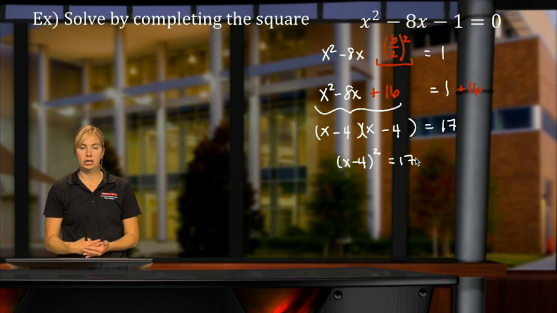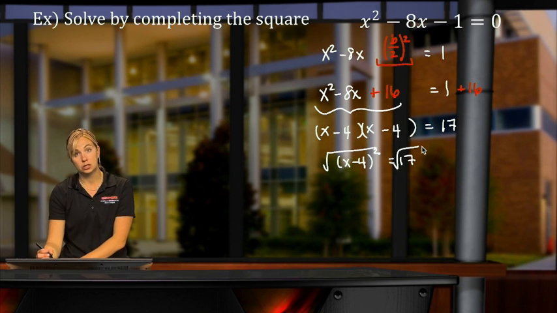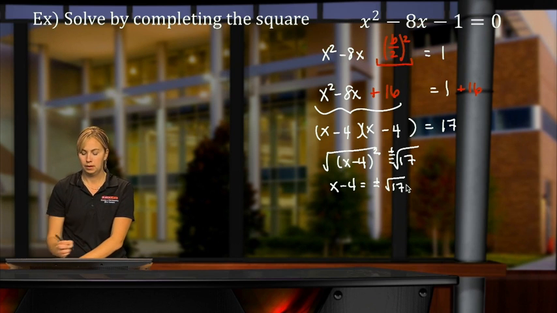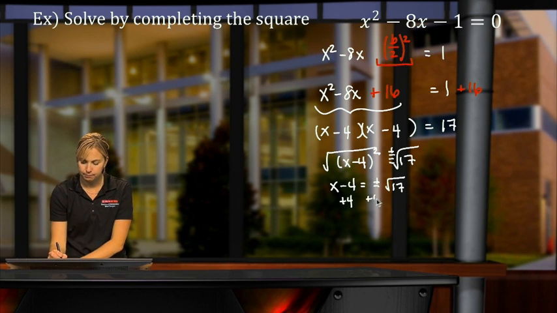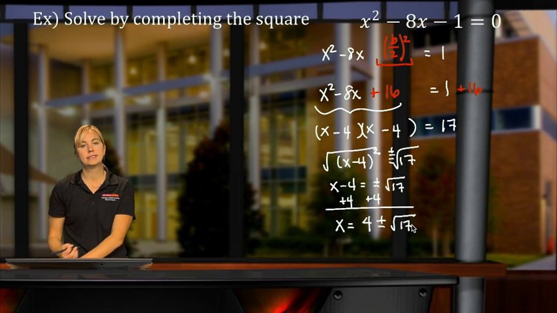Now looking at our equation the way it is now, it looks just like our previous example, and we can use the square root property to solve. We take the square root of both sides. When I take the square root, I must add plus or minus. X minus 4 equals plus or minus the square root of 17. Add 4 to both sides. X equals 4 plus or minus the square root of 17.